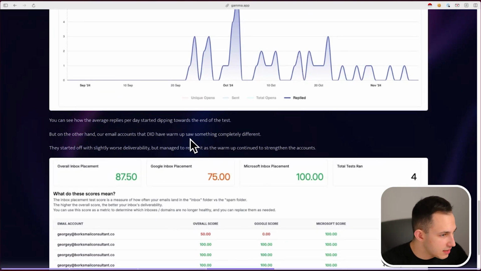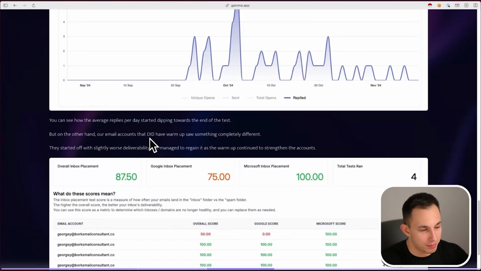But you can see, on the other hand, the email accounts that did have warm-up actually had the complete opposite change. So I'm going to add a little bit of context because I got a little bit off track here. Although we were running this test to see how no warm-up accounts did, we also had email accounts which did have warm-up. So we did a side-by-side test.